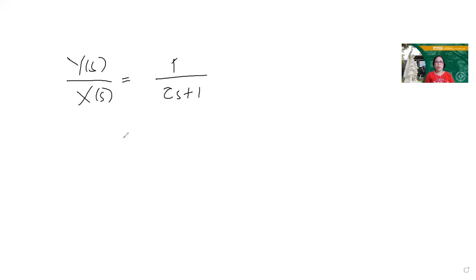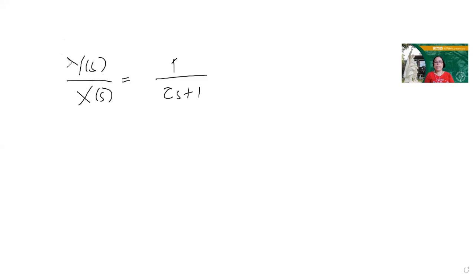Okay. So what I have written here, class, is the transfer function of a first order system. This is the Laplace transform of your input in deviation form, and this is the Laplace transform of your output in deviation form. I hope you have fully understood that you cannot get the Laplace transforms of your variables in your model differential equation if your variables are not in deviation form.